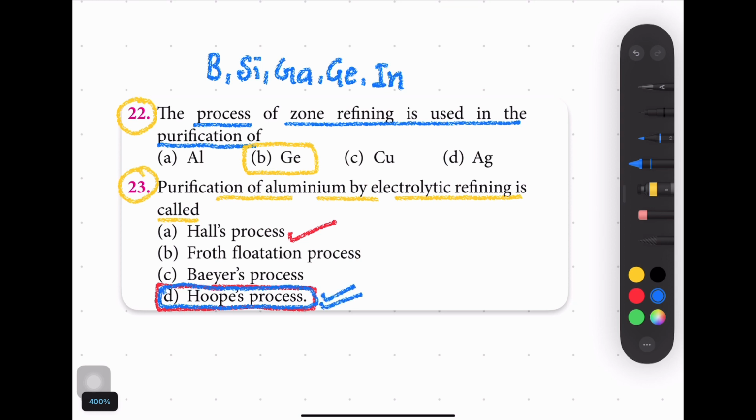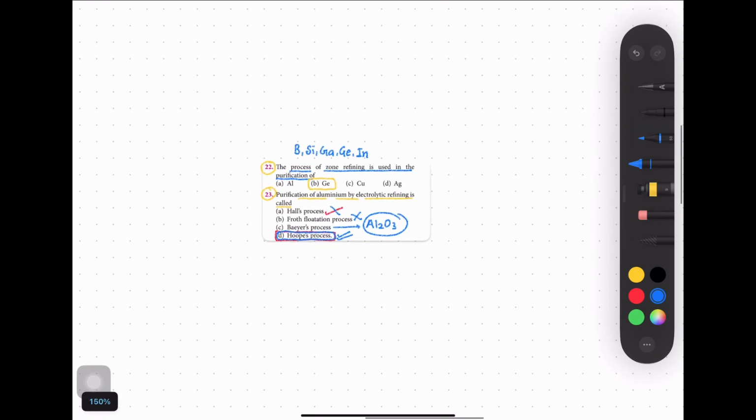the purification method. In the Bayer process, we basically purify Al2O3. Froth flotation process basically is for sulfide ore. Hall's process is for extraction of aluminium. Okay, let's move.